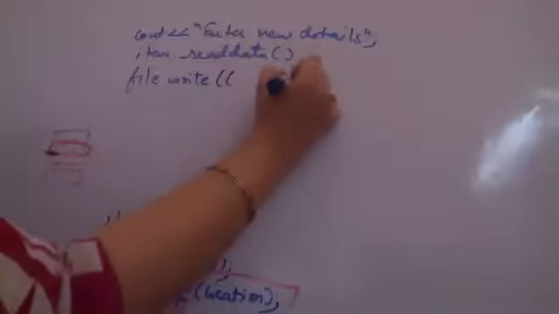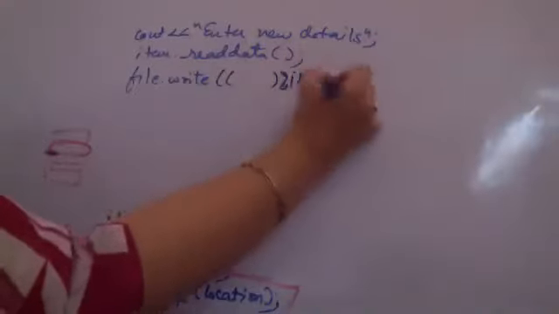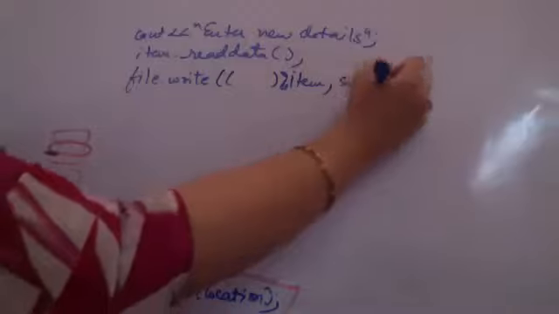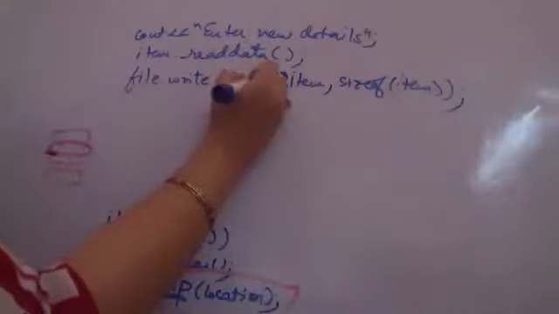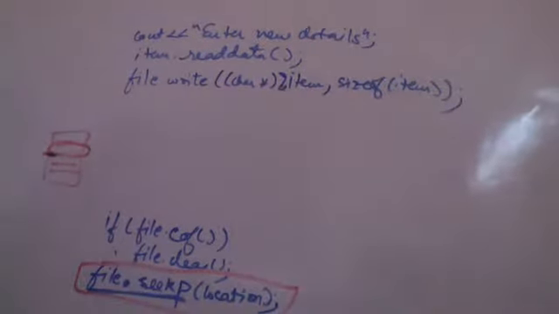File.write. What do I want to write? I want to write item. So I am passing the address of item, size of one item. This is what I want to write, and I have to typecast because it's a binary file. Now this has been written. Update हो गया record. अब अपडेट होने के बाद मॉडिफाइड रिकॉर्ड्स आपको फिर से चेक करने हैं.